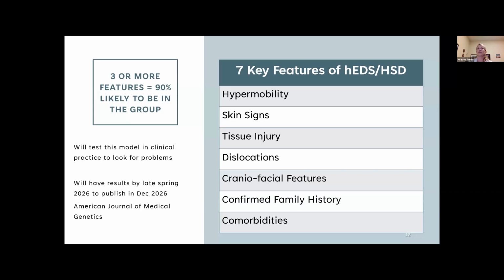And so what they're looking at doing is saying, hey, these 7 key features of HSD and EDS are the hypermobility, skin signs, tissue injuries, dislocations, craniofacial features, family history, and comorbidities. And you can have any 3 of those, and that would make you 90% likely to be in this group of HSD and hEDS. And so if you have any of those 3, you can get this diagnosis. So they're playing with that now, and then they'll get feedback on how that's working for folks.